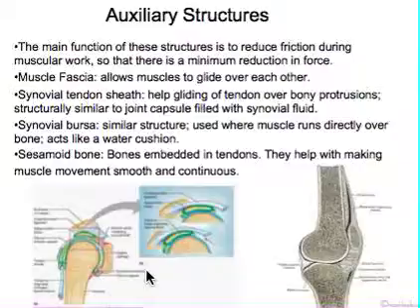We have muscle fascia. That allows the muscles to glide over one another. Although fascia is a topic that's getting more and more attention in the applied sciences, and so we're probably going to learn a lot more about fascia in the future. Then we have the synovial tendon sheath, and those help the tendon glide over bony protrusions. Those are structures similar to joint capsules, fluid-filled, and the fluid gives you the cushioning effect and the cooling effect. We have the synovial bursa, and those are very similar again, but those are sort of like water pillows that cushion areas that need protection.